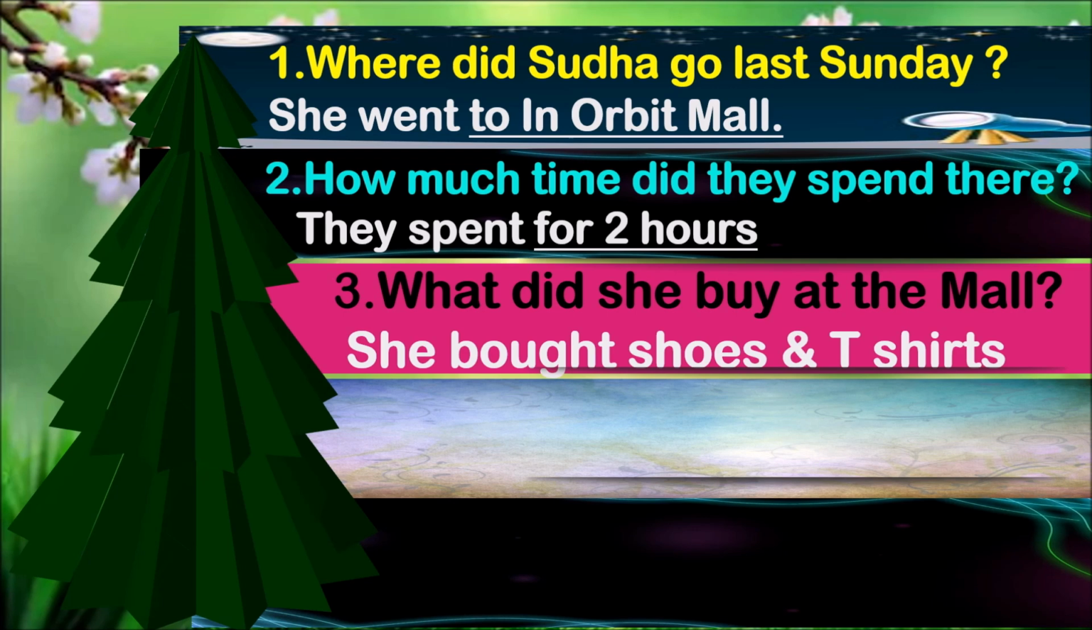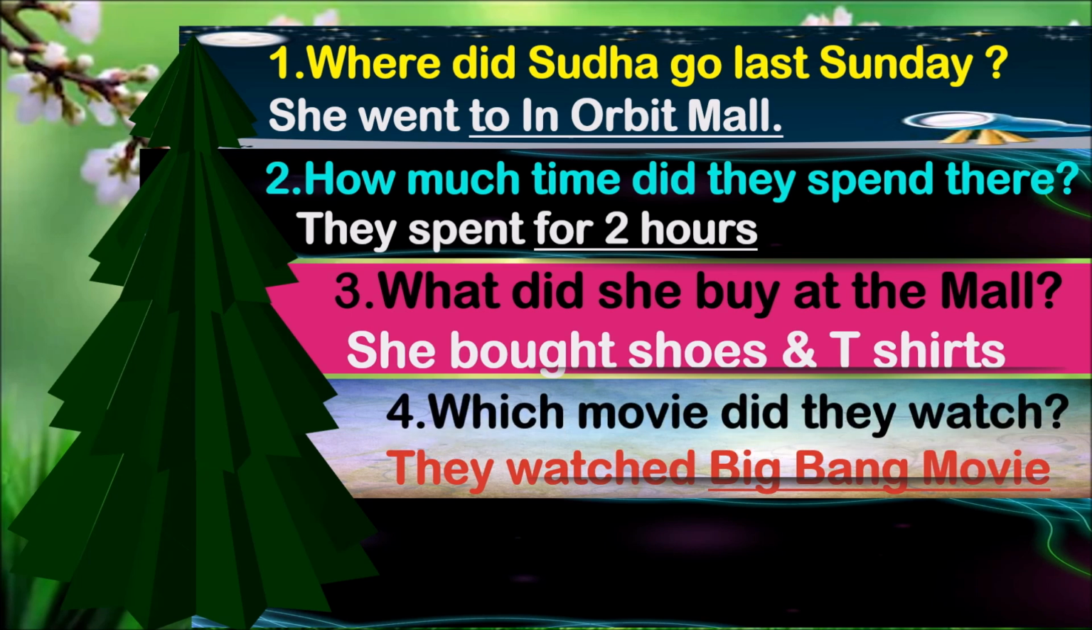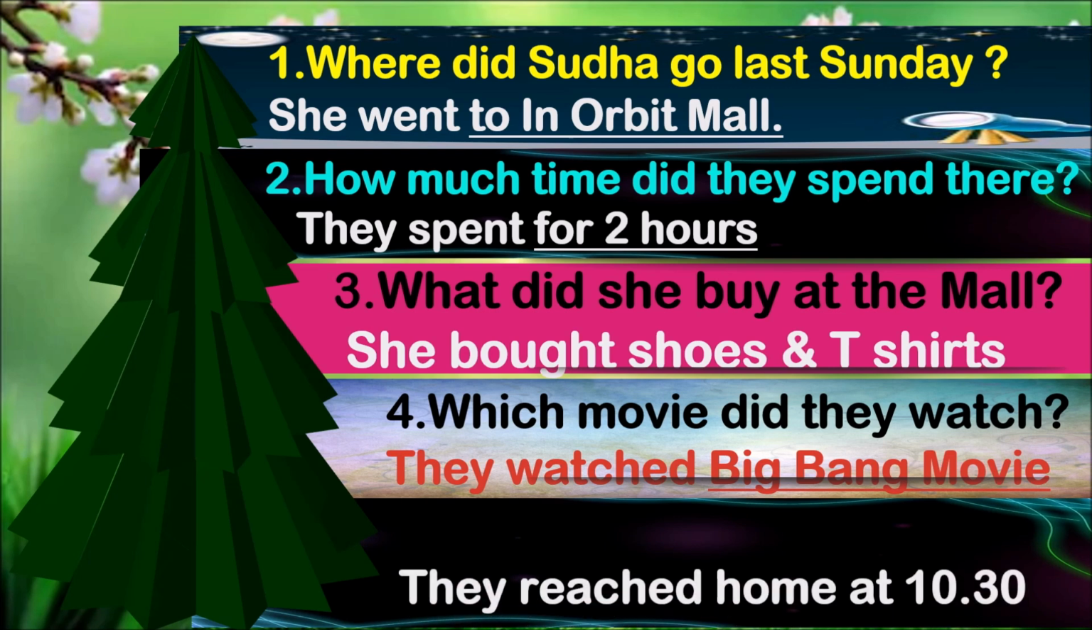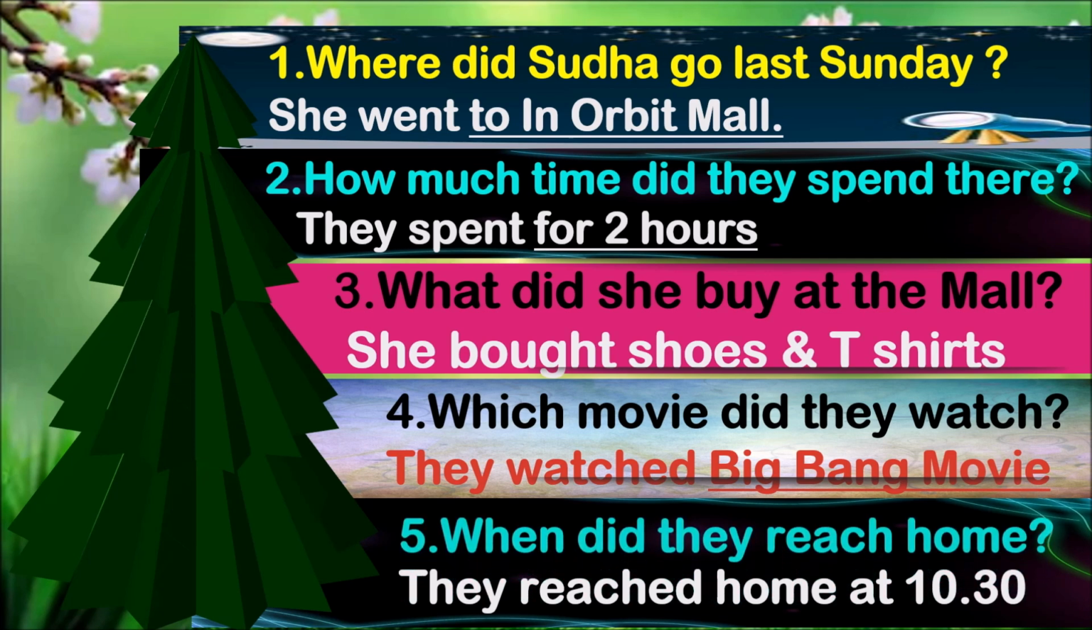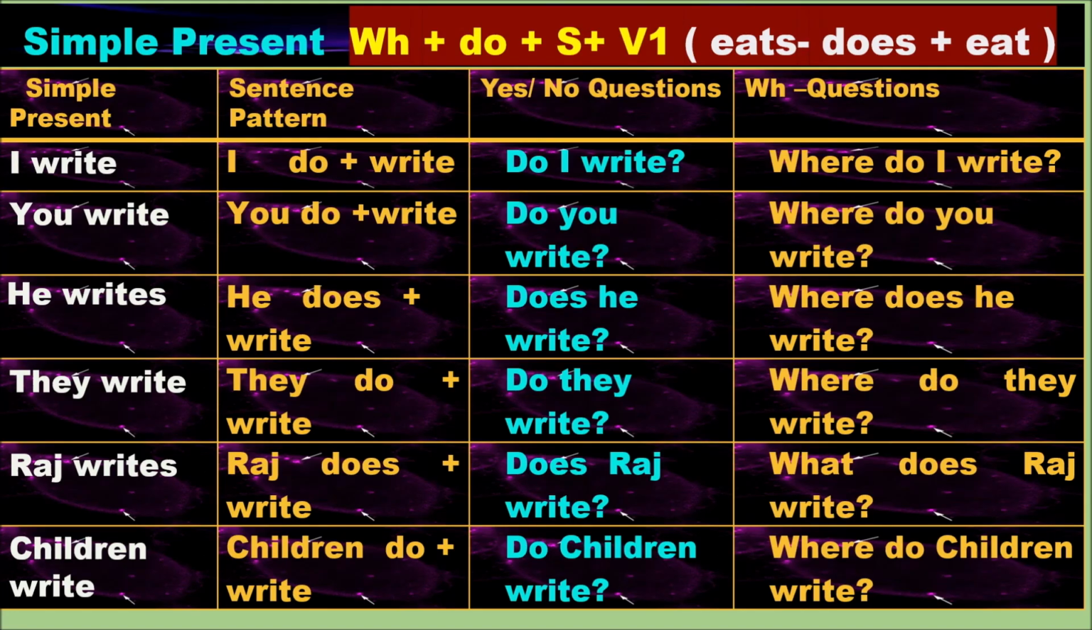Okay. Now let's look at the fourth one. They watched Big Bang movie. Here, Big Bang movie is the keyword, so the question should begin with which movie did they watch? The next one is they reached home at 10:30 p.m. 10:30 is the keyword, so it's time. The question should begin with when did they reach home? So this is how we can frame questions after identifying the tense.